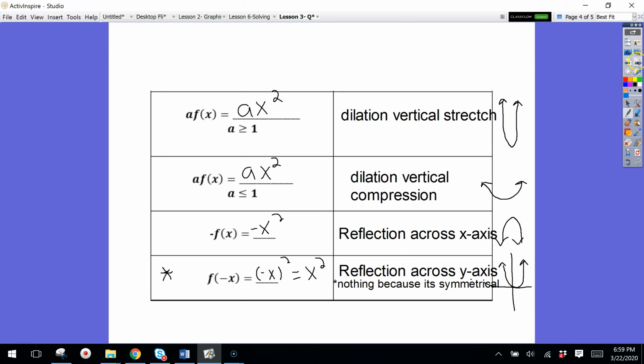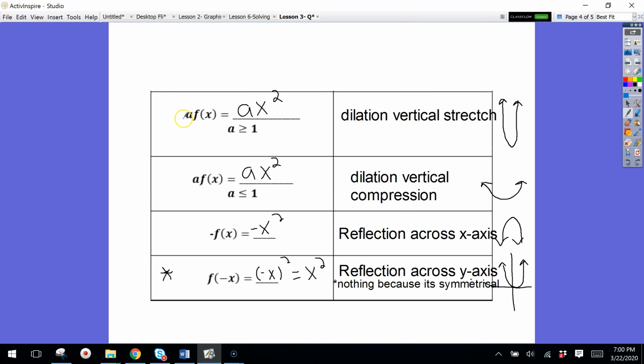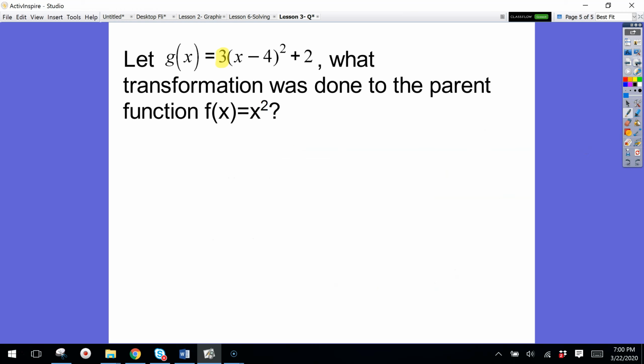All right, so now let's look at what a question on this would look like. g of x is given by 3 times (x minus 4) squared plus 2. What transformation was done to the parent function x squared? There's a couple things going on here. The first thing I have is this 3 that I'm multiplying the whole thing by. If I look back at my little cheat sheet, I'm multiplying by a number that is bigger than 1. It is creating a vertical stretch.